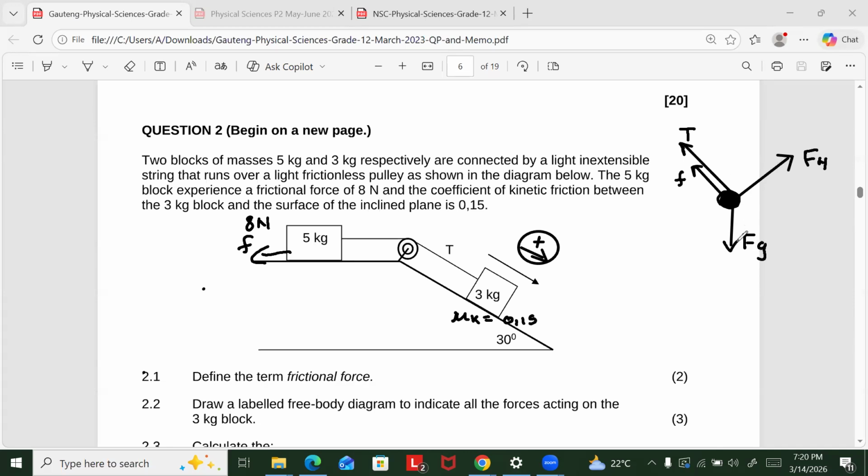Now we check the capital letter Y. Okay, that is the free body diagram for the 3 kg block.